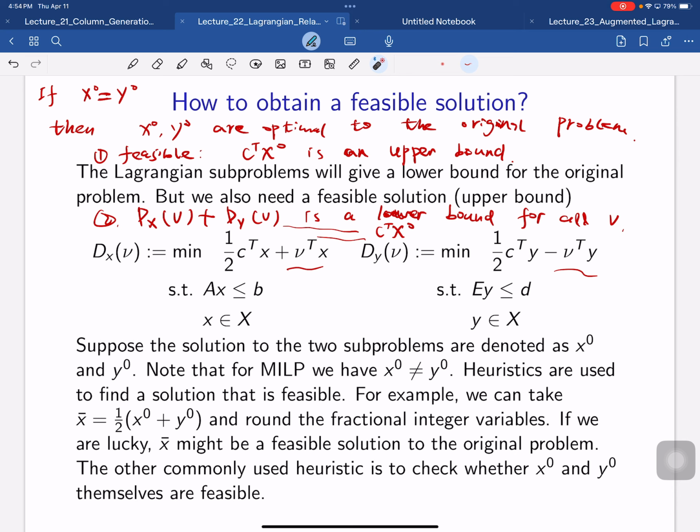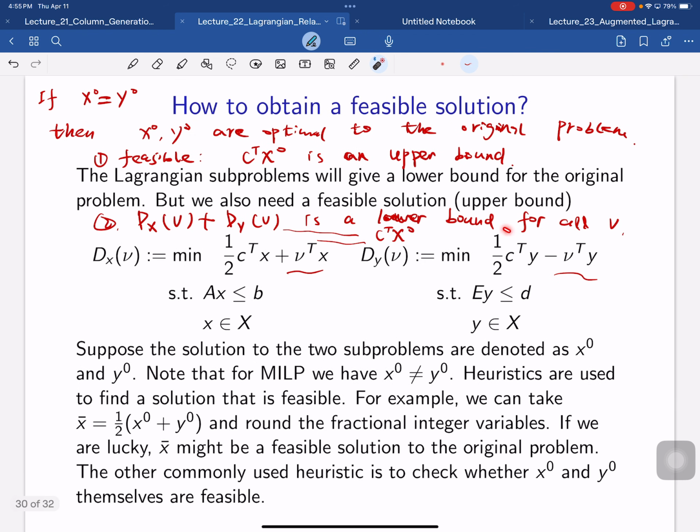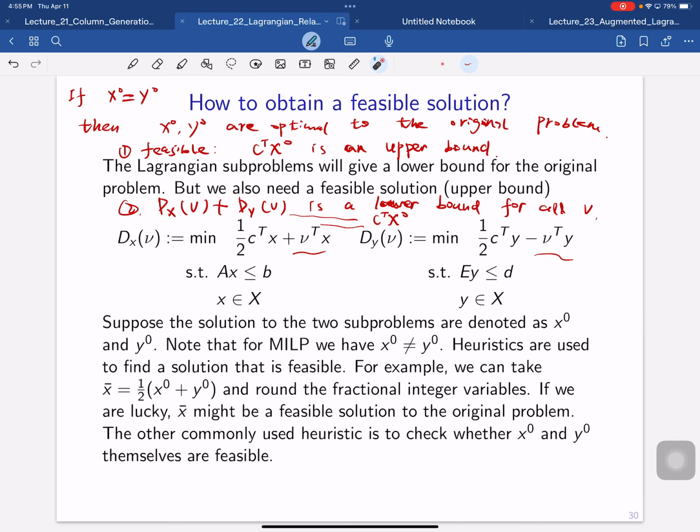The other commonly used heuristic is to check whether x naught and y naught themselves are feasible. Because when you solve the right-hand side problem, you are satisfying those constraints, but you may not satisfy Ax less than or equal to b. If you are lucky, maybe the optimal solution to the right-hand side problem also happens to satisfy Ax less than or equal to b. Those are the commonly used heuristics to get a feasible solution, but there is no guarantee of convergence when the original problem is mixed integer. Any questions here? Okay.